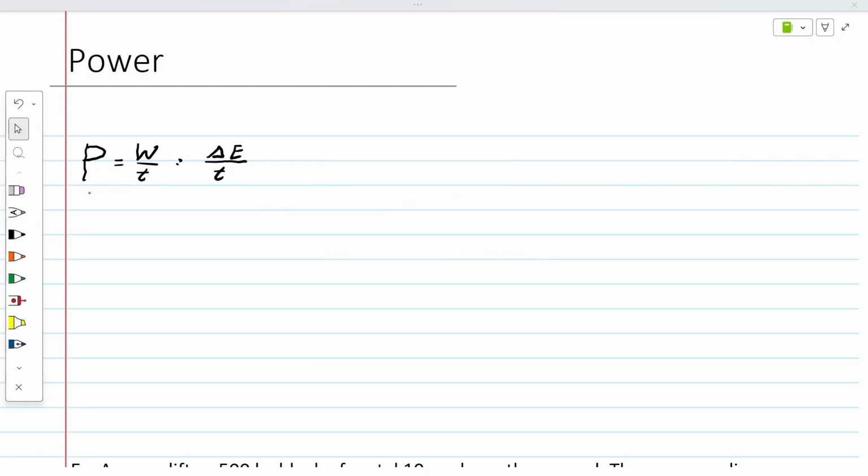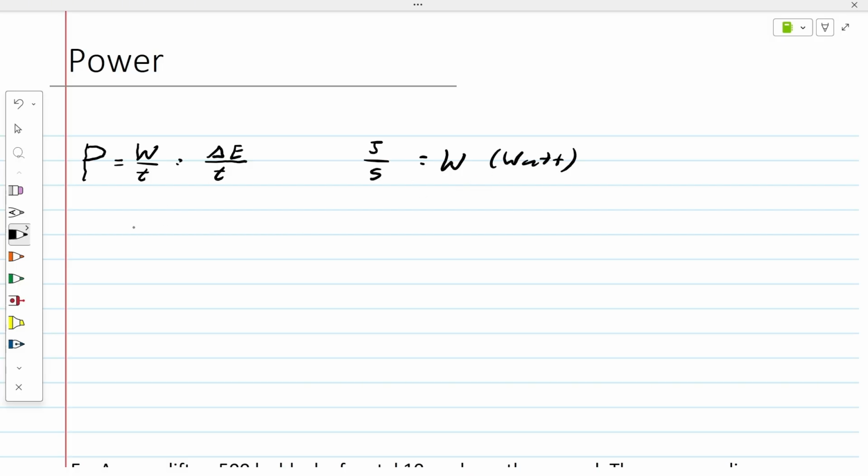So the power is defined as the work over the time or the change in energy over time, since change in energy equals work. So the unit for this power is we have an energy unit, which is a joule, over time. So we can say seconds. And so this joule over seconds we call a watt, or a big W, so that's a watt. So you may have heard like kilowatt or something. So that's what a unit of power is.